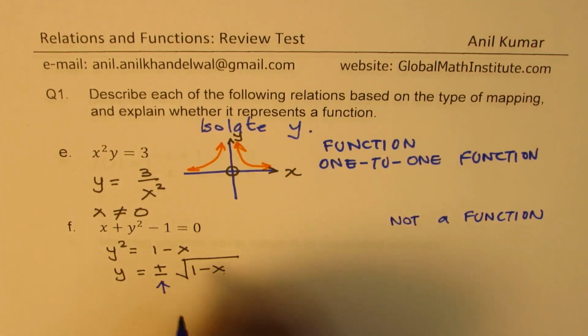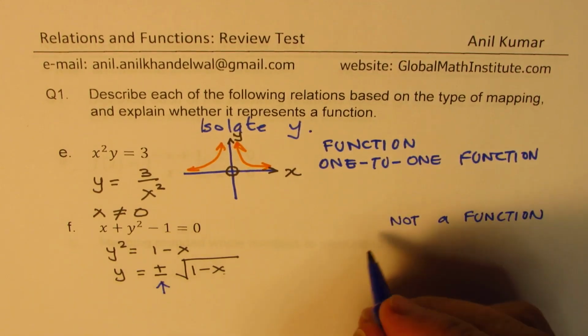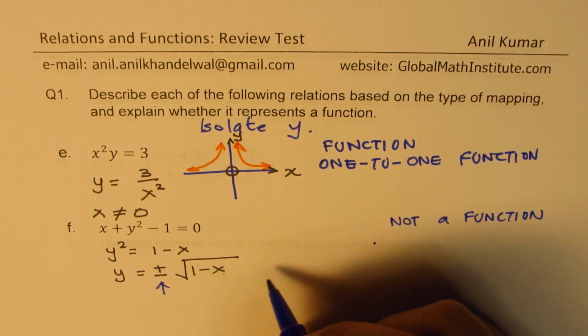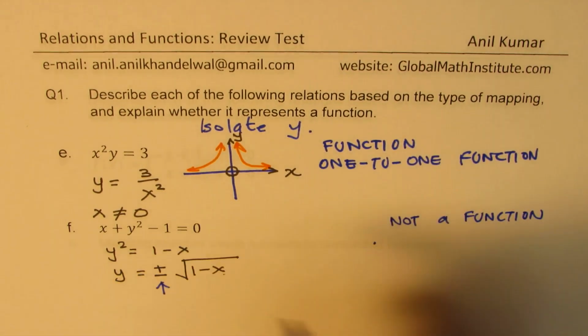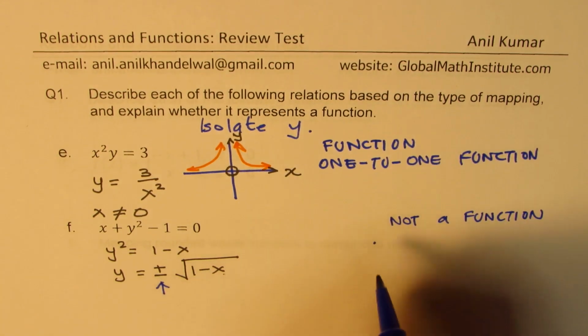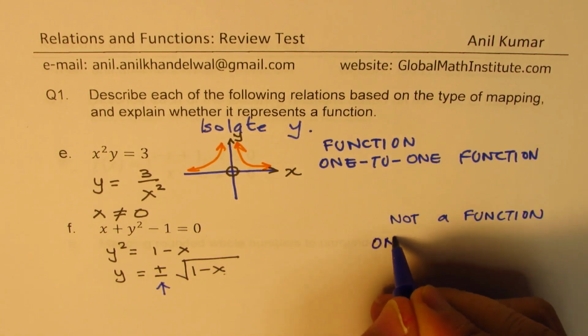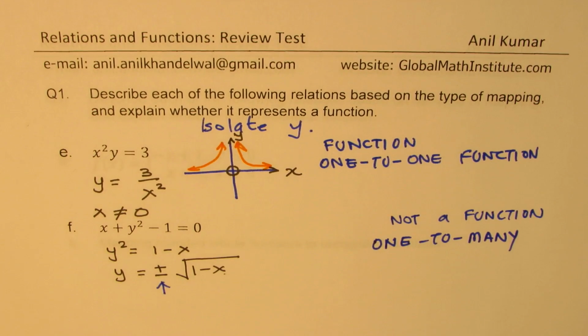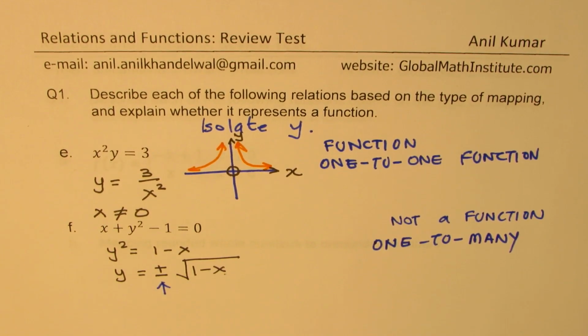Since this plus minus means two values, it is a relation, where for one value of x we are getting two values for y. So if I write a value for x as, let us say, minus 3, in that case what I get here is plus minus 2. So two y values. So it is, actually speaking, one to many, and it is not a function. Is that clear to you?